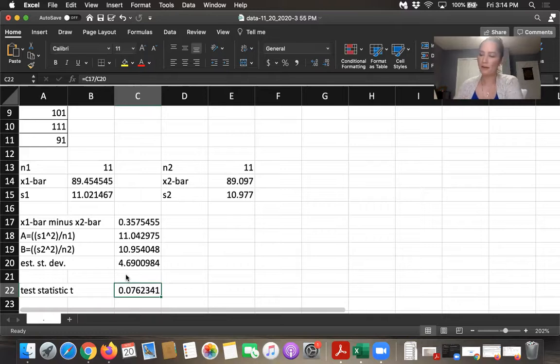So our X sub 1 bar minus X sub 2 bar was approximately, let me highlight this for you there, 0.36. So it's not even half of an IQ point of a difference between the two groups. And then the corresponding test statistic T is also very small. It's 0.076 approximately. I want to share my paper with you again so that you can see how I'm visualizing this for myself.